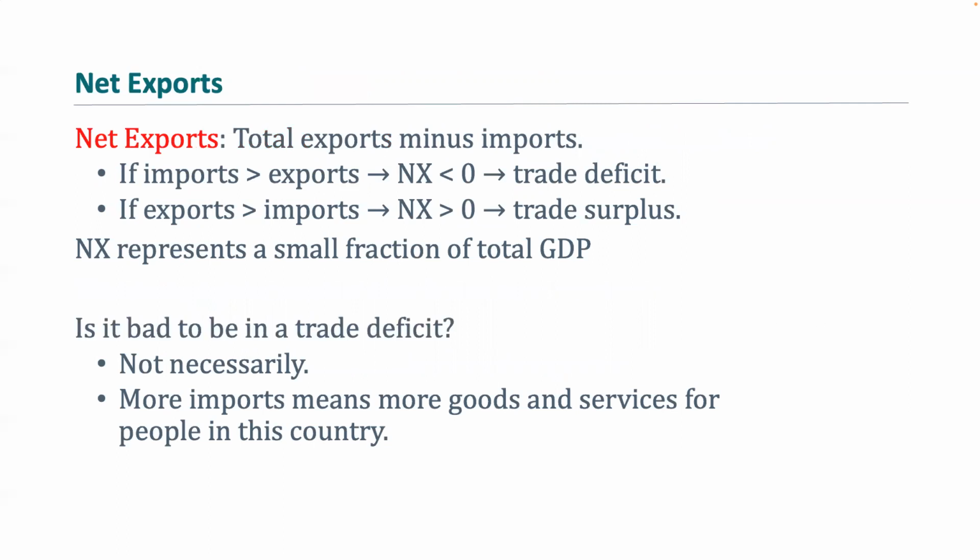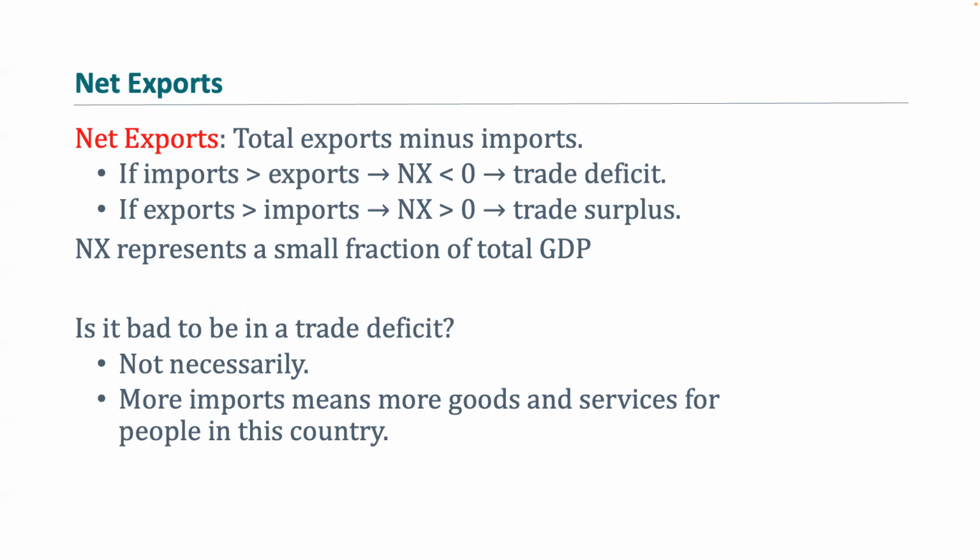Imports are subtracted from the total level of GDP because they were not produced here, even if they are used here. GDP is intended to measure domestic production. Exports enter positively into the GDP equation because they are part of domestic production.